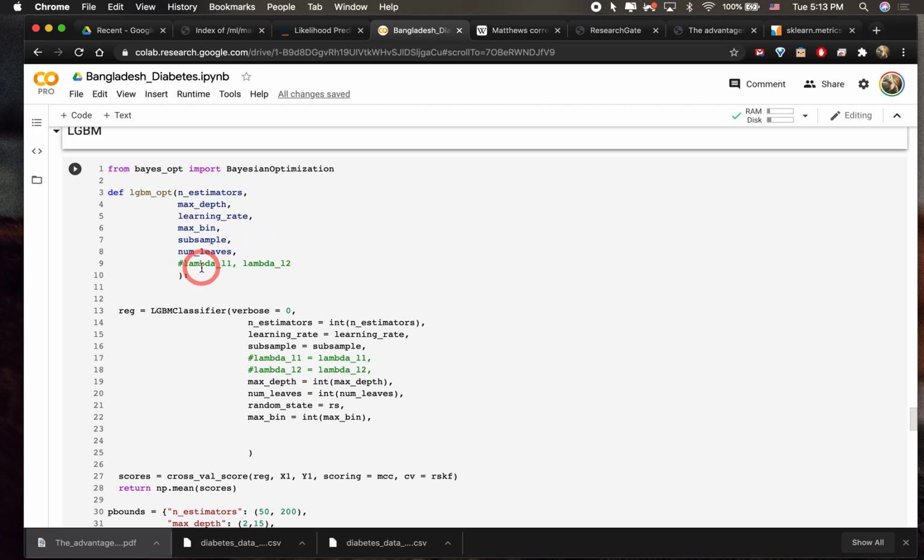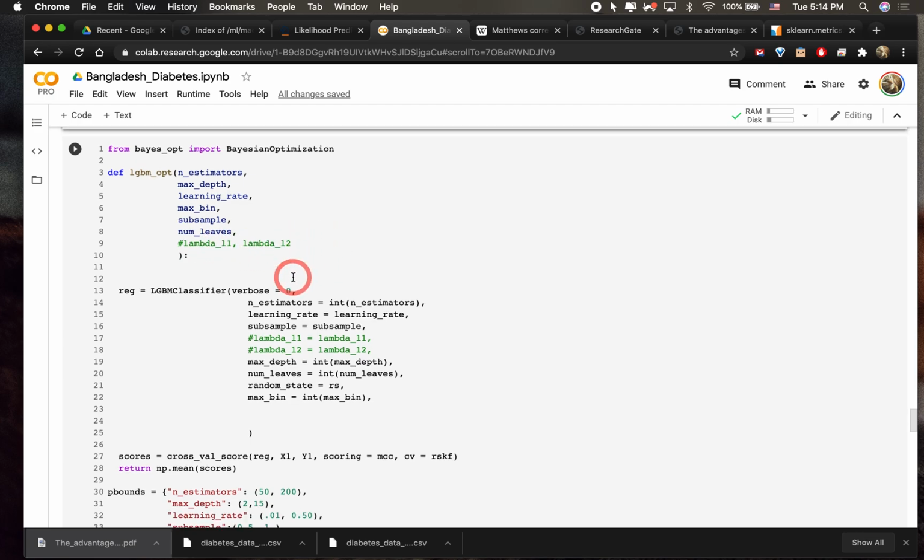There is a lambda 1 and lambda 2 for L1 and L2 regularization, but no matter what, even though I'm supposed to find optimal values, I found that not having them gives me better results. So either I'm totally off in the range I'm choosing for them, so I'm continually choosing suboptimal levels, or something else is going on. Anyway, these are the important ones for me.